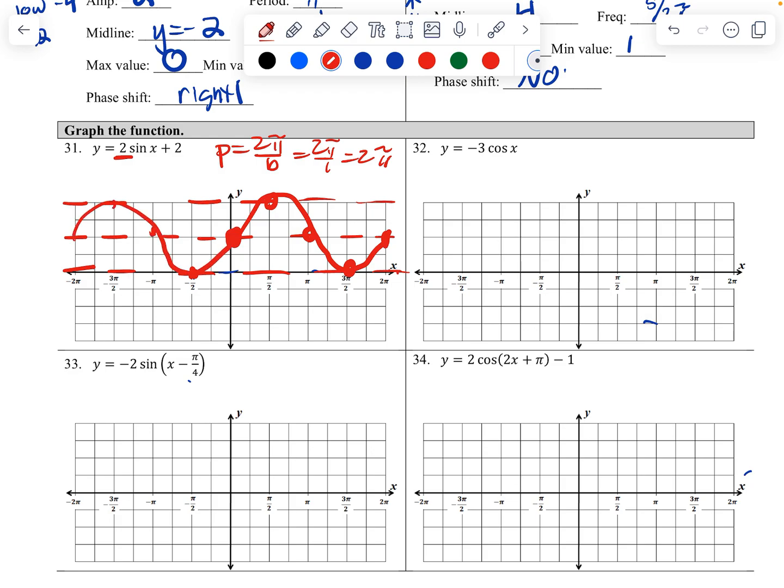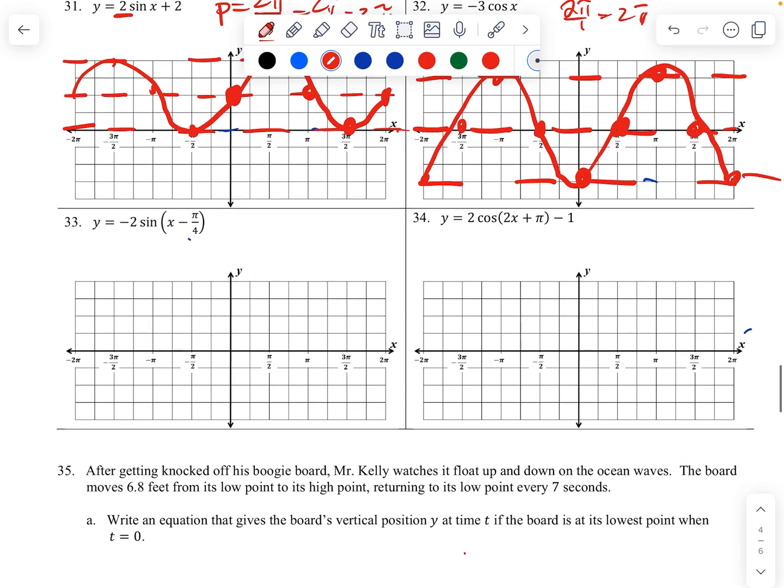So -3 cosine. Midline is 0 because there's no vertical shift. Up 3 and down 3. And now 2 pi over b again, it's the same. So 2 pi over 1 is 2 pi, but it's a negative cosine. So it's like low, mid, high, mid, low. And then mid, high, mid, low.